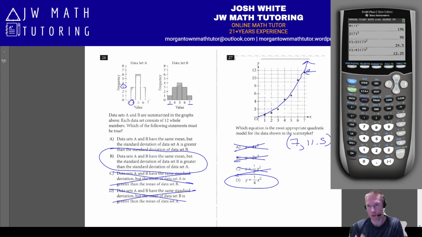Okay, 12.25. That's close to 11.5. It's not identical, it's not exact, but it's the one that's closest and in the ballpark. So therefore, the correct answer is going to be D.